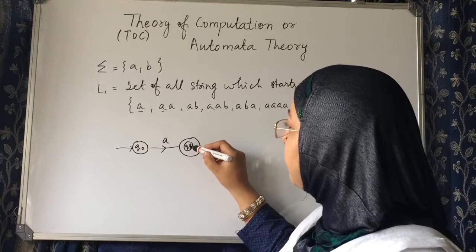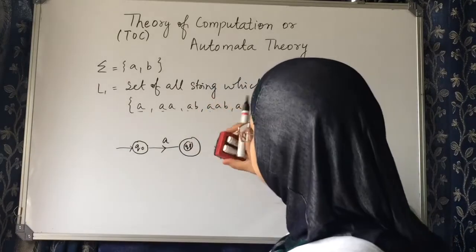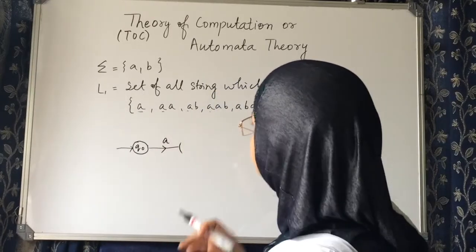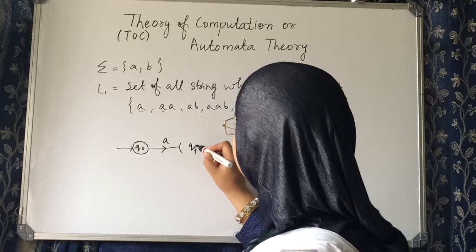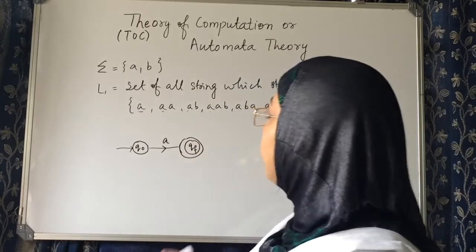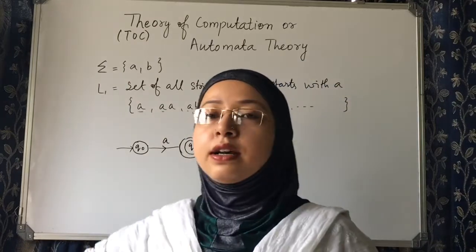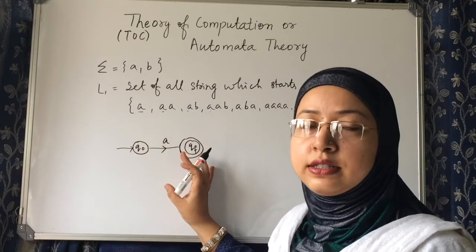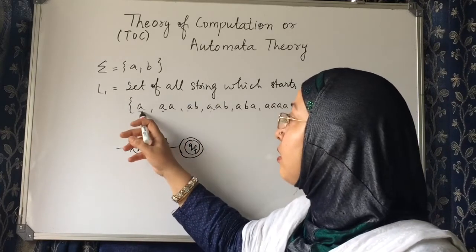So we have to see at least one A, and after seeing one A, it can go to the final state. Let's name it QF, and make it the final state. Why am I making it the final state? Because it accepts a single A also and it can reach the final state. We have to show this also.